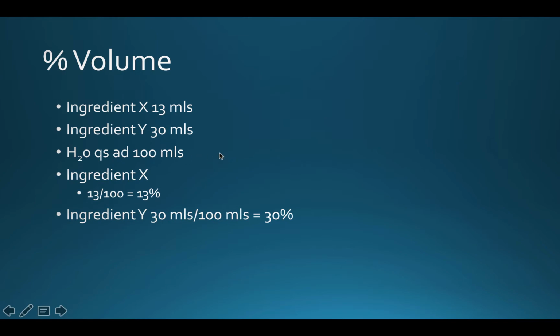So what is the percent volume of ingredient X? Well, that's going to be simply 13 divided by the total quantity. So 13% of that mixture is going to be ingredient X. Ingredient Y, 30 mils, that's going to be 30%, as far as the percentage volume of each agent. Now you can obviously go ahead and figure out how much water and what percentage that would be as well. But that gives you a sense of how to calculate percent volume.